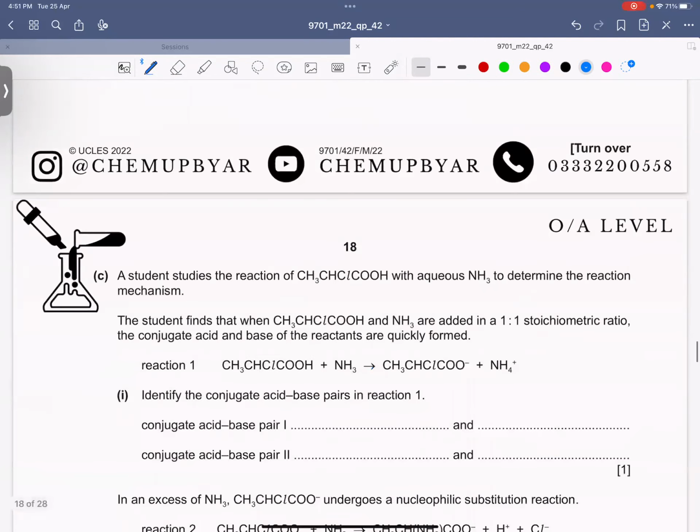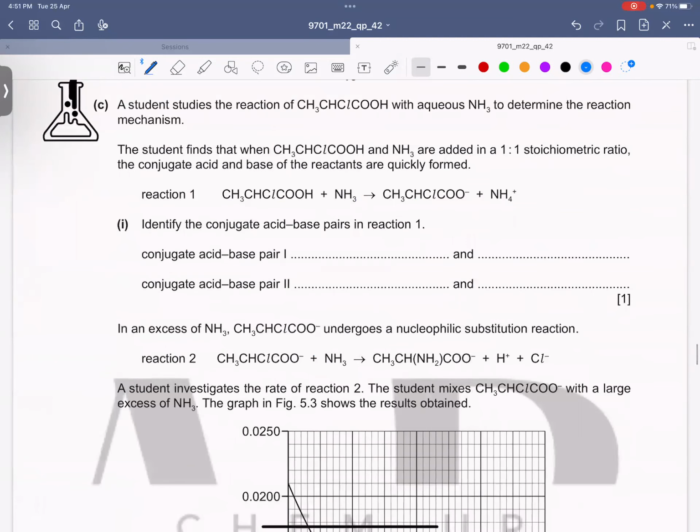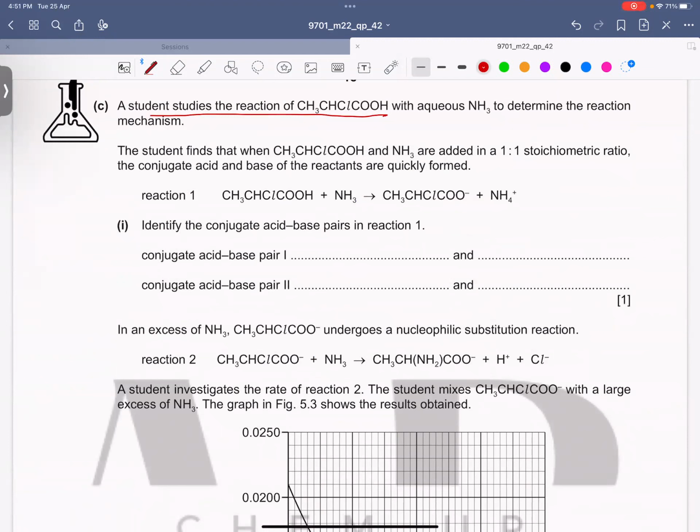Okay, now part C. A student studies the reaction of 2-chloropropanoic acid with aqueous ammonia to determine the reaction mechanism. The student finds that when 2-chloropropanoic acid and ammonia are added in a 1:1 stoichiometric ratio, the conjugate acid and base of the reactants are quickly formed. So if you see, this is an acid and its conjugate base is this one, and this is a base and its conjugate acid is this one. Identify the conjugate acid-base pairs in reaction 1.